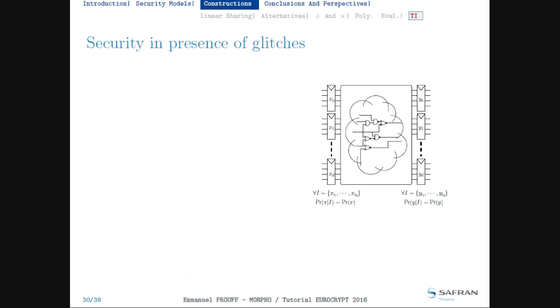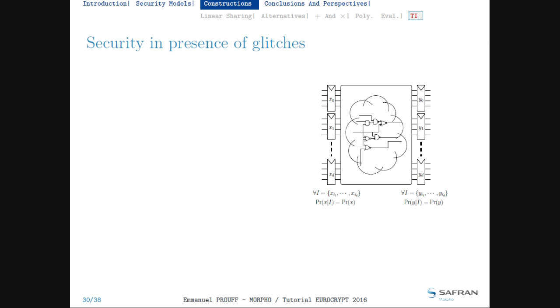Okay. To conclude this tutorial, I would like to relax my model a little bit to make it more practical. So we have seen that I am assuming that the adversary is limited to d observations, and that only computation leaks, meaning that if I focus on one operation, I will observe something which is only related to the input and the output of this operation. So in this model, I have quite interesting methods to secure the processing.